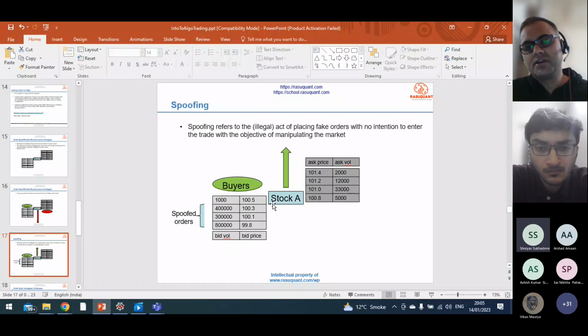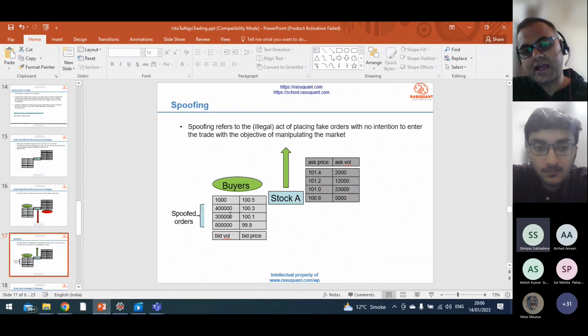You are a hedge fund. You own some stocks of HDFC, and you want to sell them. Obviously, you want to sell at a higher price. Right now the price is at 100.5. You want somehow for the stock price to go up. What could you do? You could place some spoofed orders.